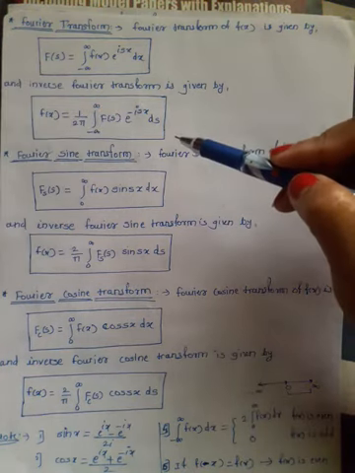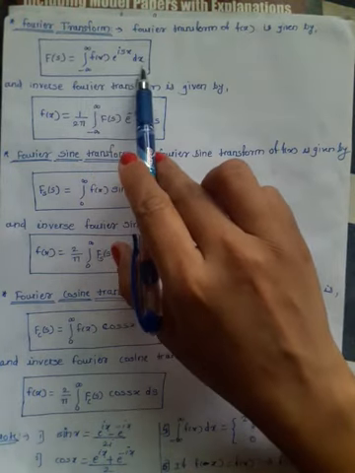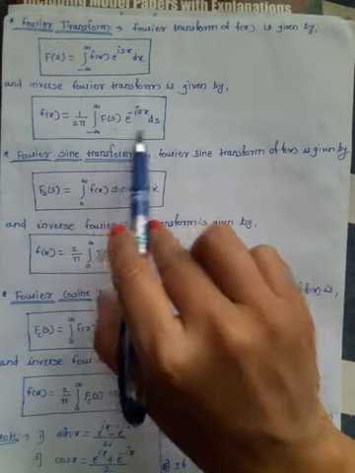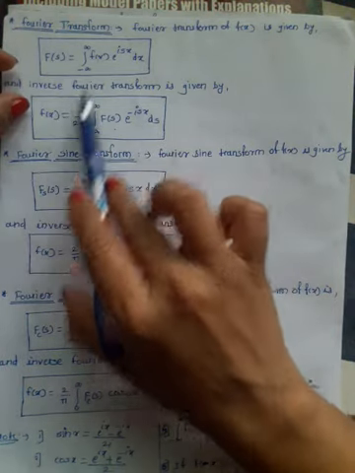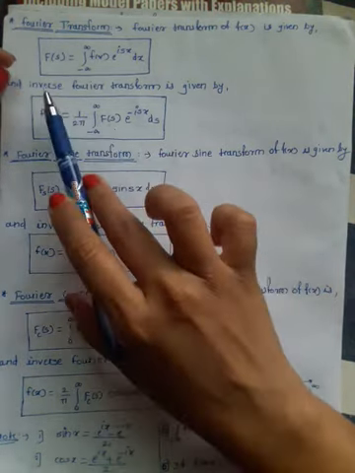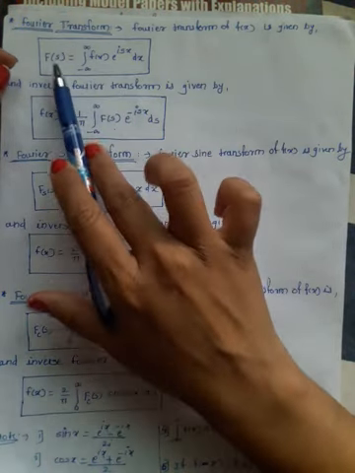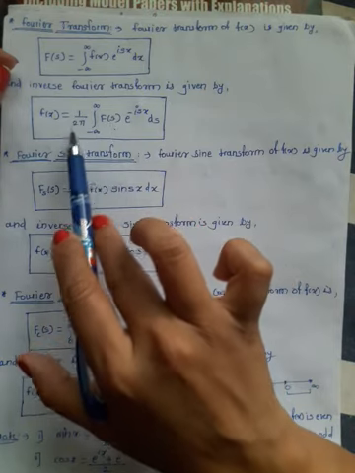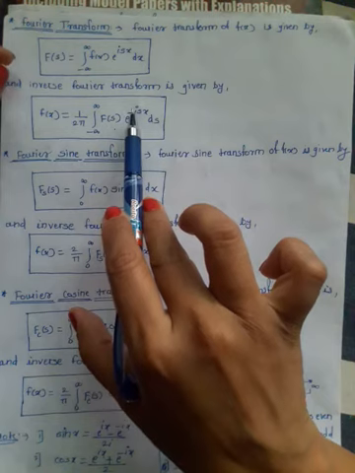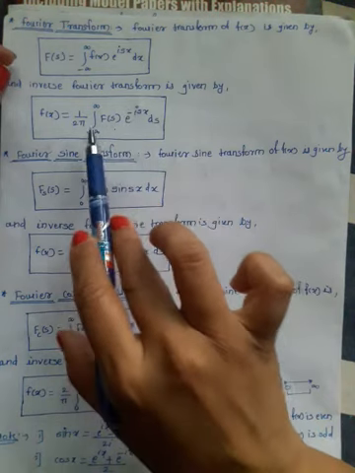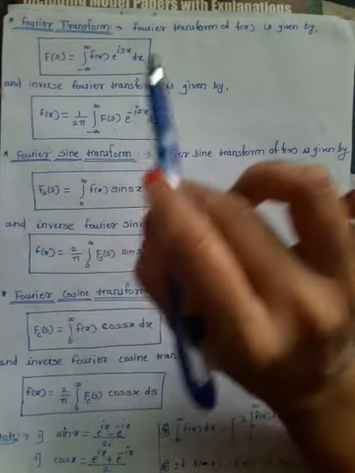In these two formulas, remember that rule about the variable: here x is there, here also there should be x, here s, here also s. Now just interchange for writing the inverse Fourier transform formula. Interchange f(x) here and F(s) inside, and outside it is 1 upon 2π, and here minus is there, and the variable changes as it is. These are the Fourier transform and inverse Fourier transform formulas.